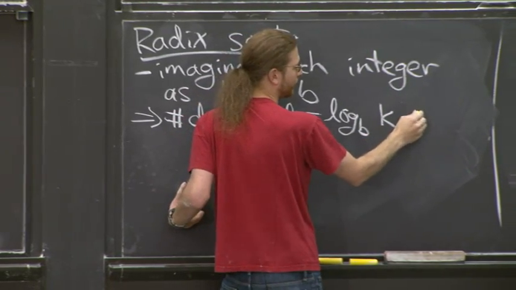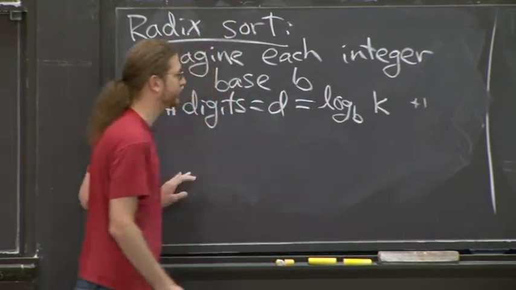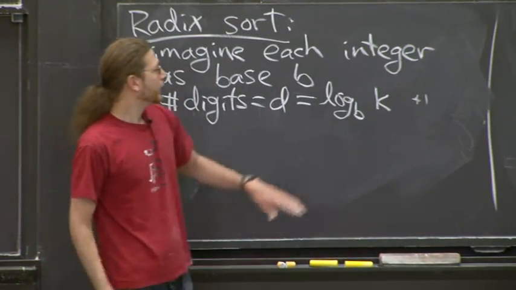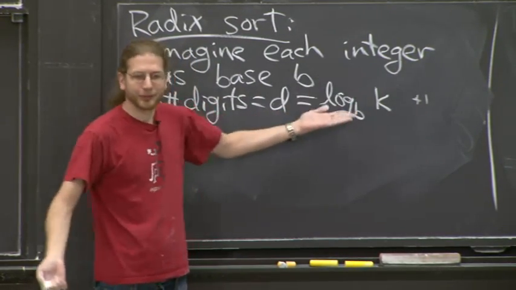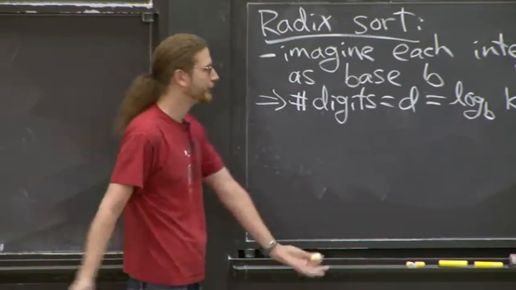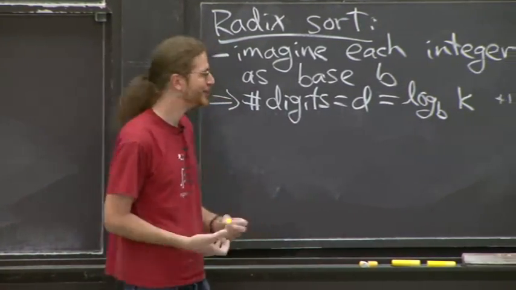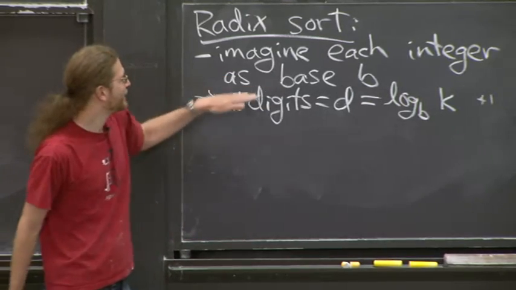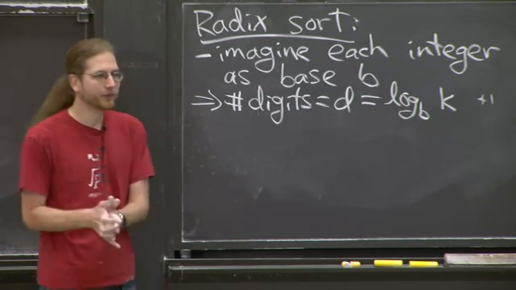Plus 1, whatever. I mean, don't have to be super precise here. Because if I'm in base b, that's what log is, right? So normally we think of log base 2 because we're writing things in binary. Or that's how computer scientists normally think. And fine. So now we've decomposed our integer.